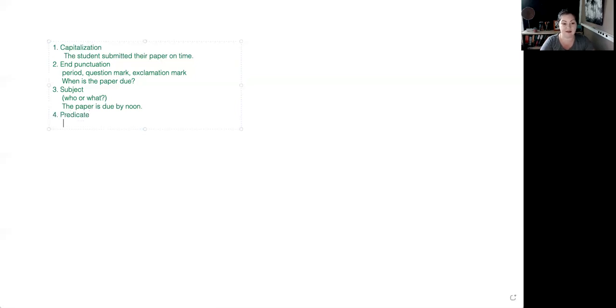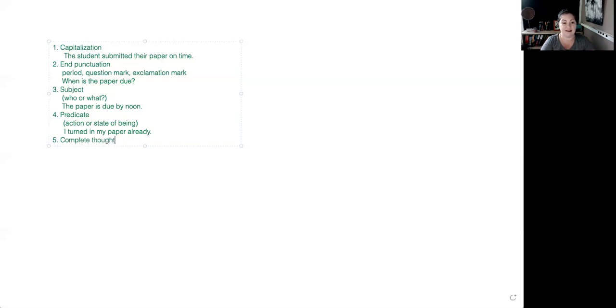Similarly, it needs to have a predicate. That will be your verb, your action or state of being. For example, in the sentence, I turned in my paper already, we have our capitalization at the beginning, we have end punctuation, we have a subject, I, and a predicate, turned. What did I do? I turned in my paper. So we have that action. So far, all of these are pretty easy to check for.